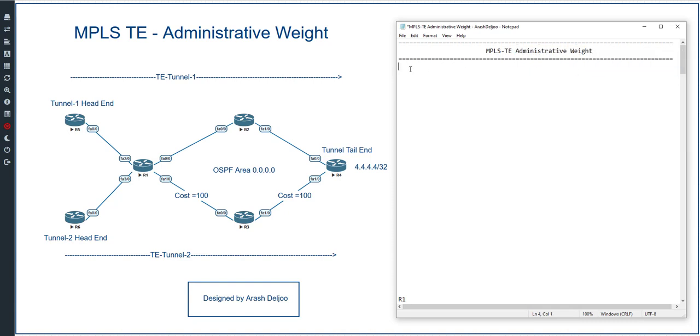Look at here. We have administrative weight in the MPLS TE tunnels, and we can configure the administrative weight for every interface. You know that in IP routing, let me talk about that. In IP routing, we have routing protocols, and we use routing protocols for finding the best path, okay? And each routing protocol, for example, RIP, OSPF, ISIS, or IGP, is using a metric for selecting the best path. You know that the best path has the lowest metric.